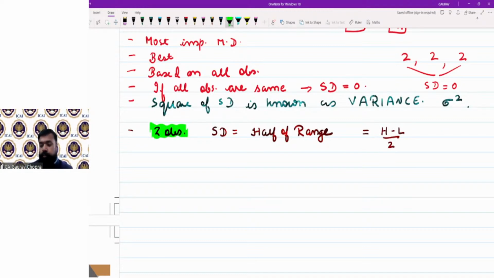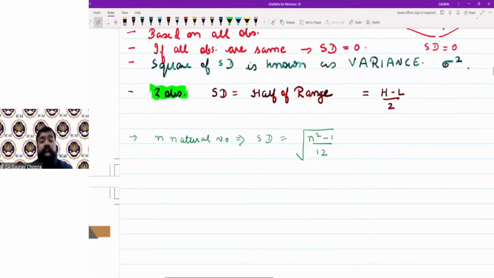Now, in case of the first n natural numbers, how can we find it? There is one more shortcut formula for this. For n natural numbers, standard deviation will be root of n square minus 1 upon 12. So in this way, we can calculate standard deviation of the first n natural numbers.